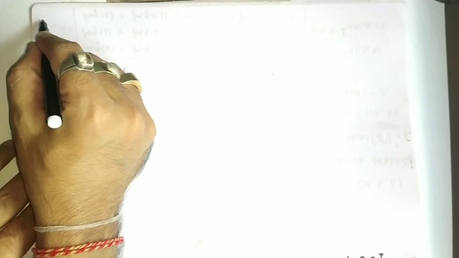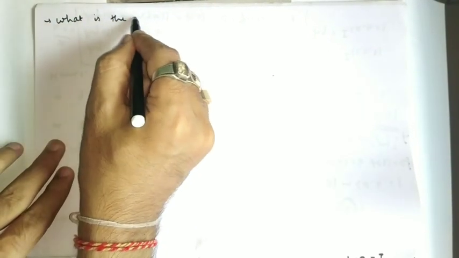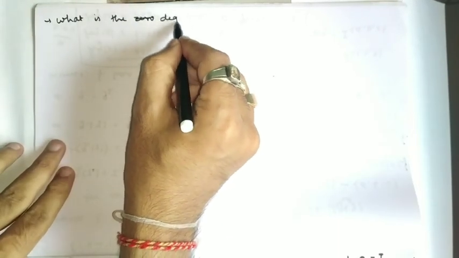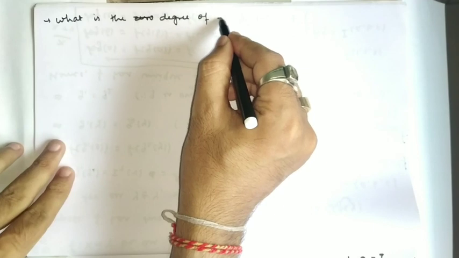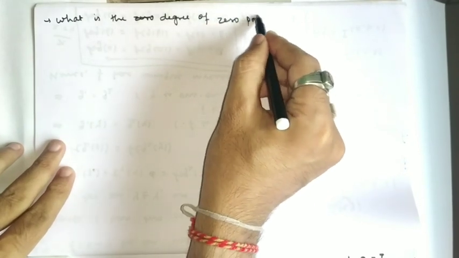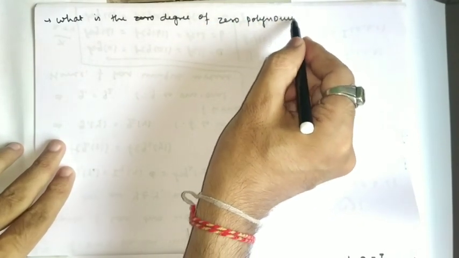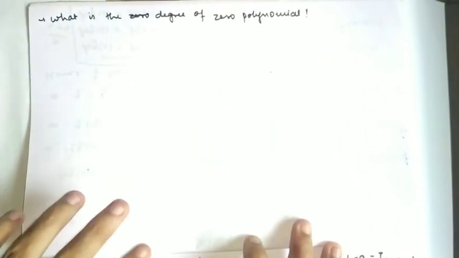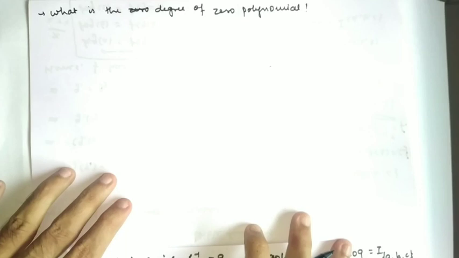I told you to identify what is the degree of zero polynomial. What is the degree of zero polynomial? Anyone found it? Or at least you have put some effort to get the answer. If you do that, that would be good enough for me, just to know that you are putting in efforts.